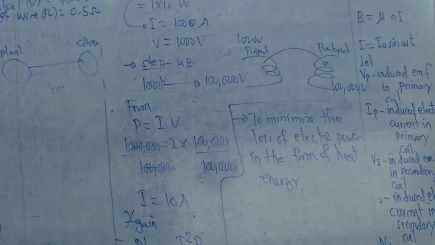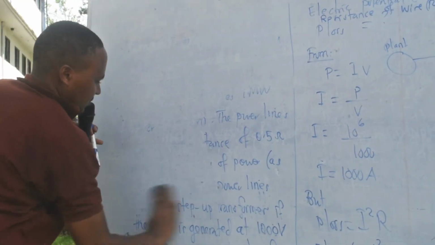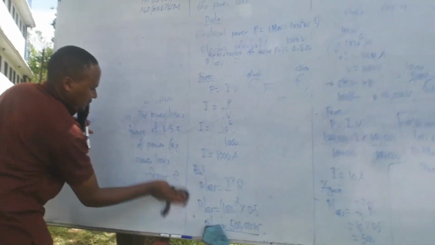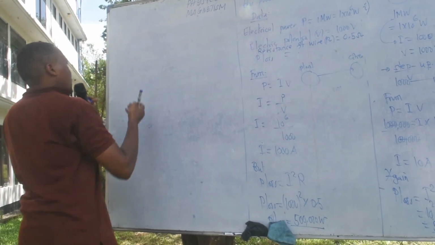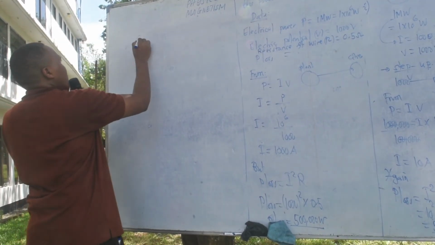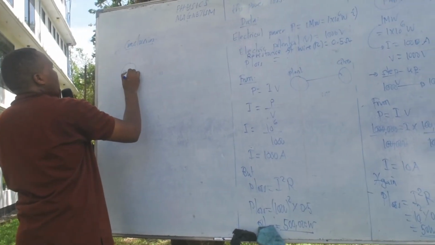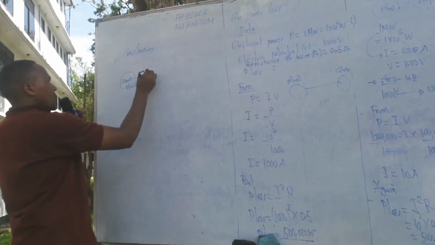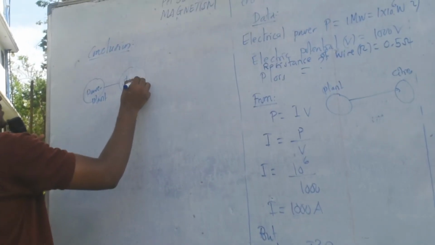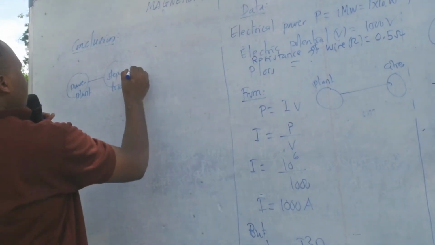Just to conclude, this will be the conclusion of our lessons. We have an electric power plant. Whenever the power is generated, we feed this to a step up transformer. Why are we doing so? So that we can minimize the losses of electric power in the form of heat.